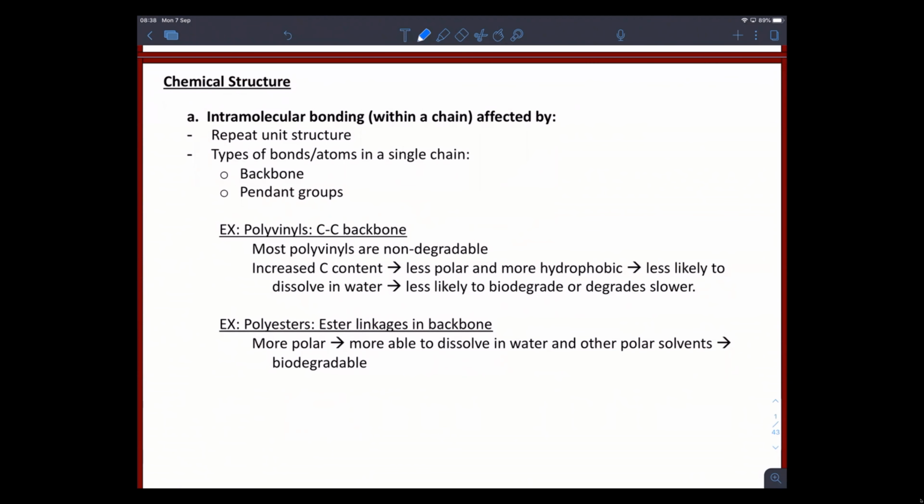So intramolecular bonding within a chain is affected by the repeat unit structure. It's the types of bonds and atoms in a single chain, so it's the backbone and the pendant groups in there. There are 3 different types of chemical bonding: covalent, ionic, and metallic. We deal mostly with polymers with covalent bonding, right? Because we're bonding those to build a chain together.